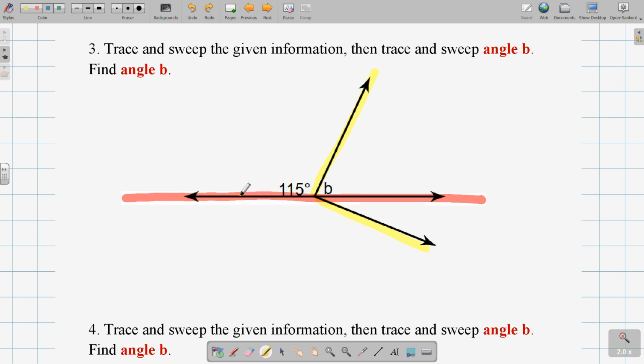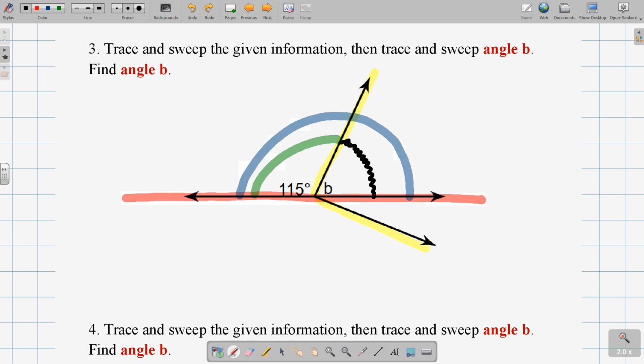Now I'd like you to physically trace a rainbow on the line. Trace a rainbow on the line. Switch colors if you can. Trace the 115. Squiggle angle B. Find angle B. Twenty seconds.